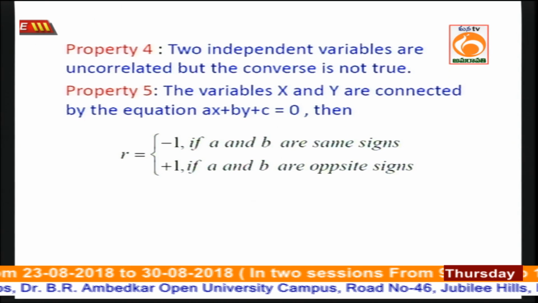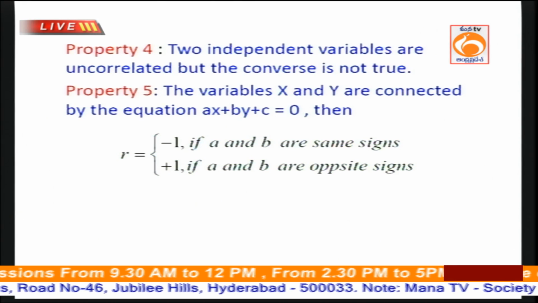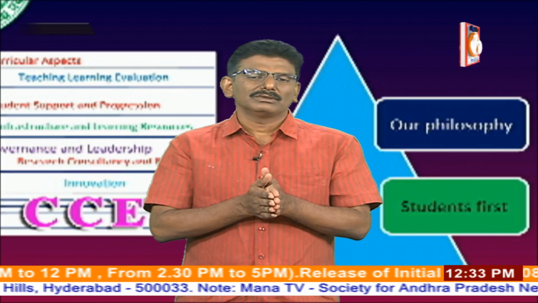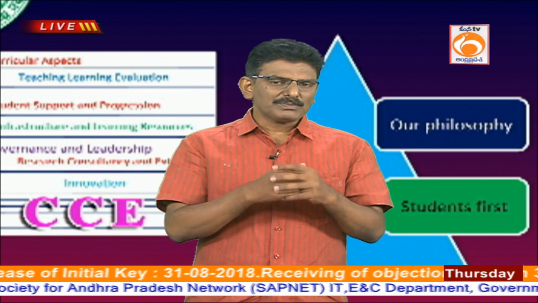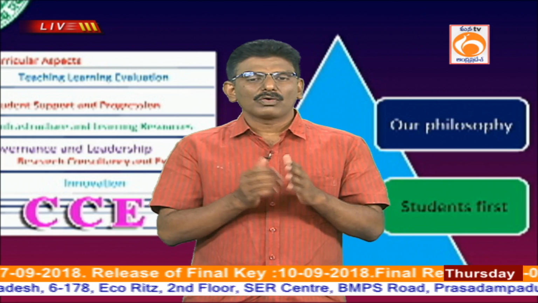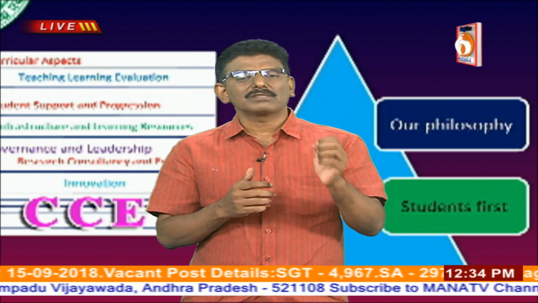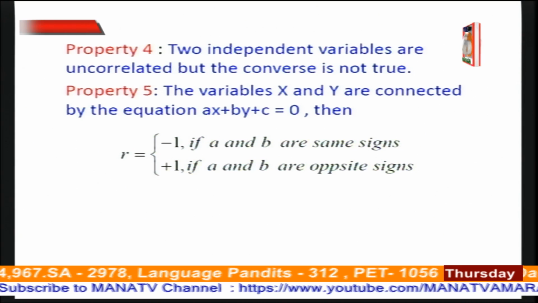Now go to property 5, another important property. Suppose we have a linear equation ax plus by plus c equal to 0, where a, b, c are arbitrary constants, and c is called the intercept. The coefficient of x is a, the coefficient of y is b. Now observe the signs of these two. If both a and b have the same sign, R is -1, that is, perfect negative correlation exists between x and y.